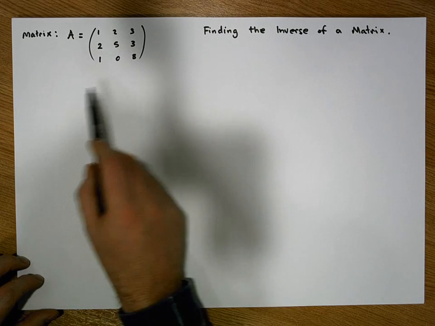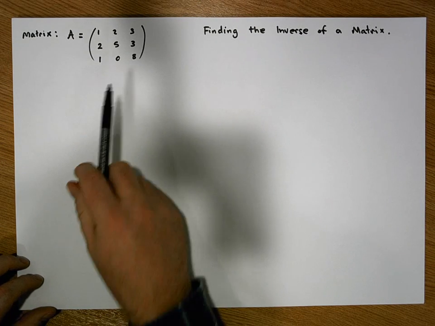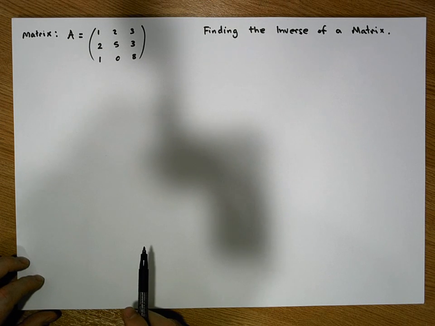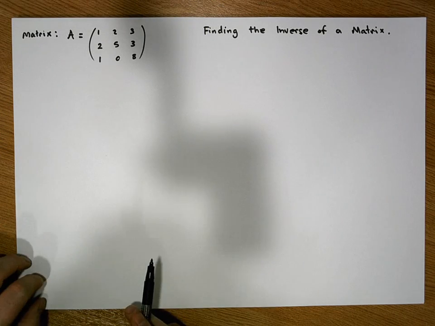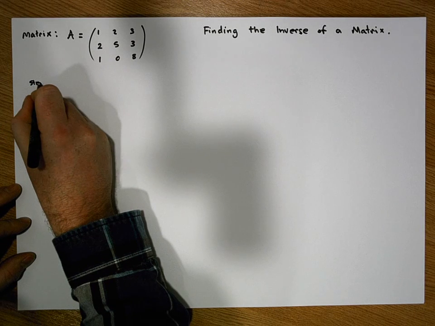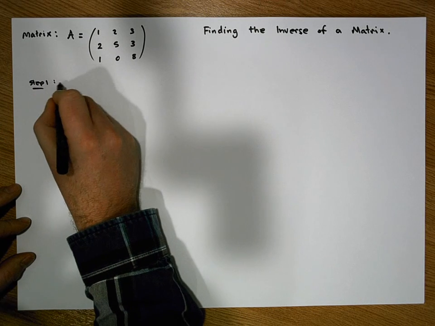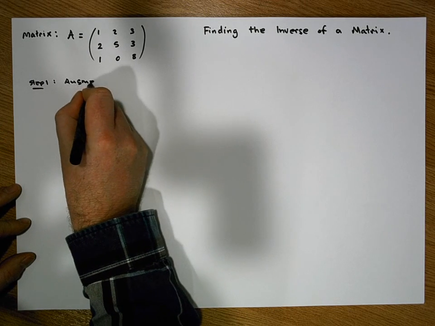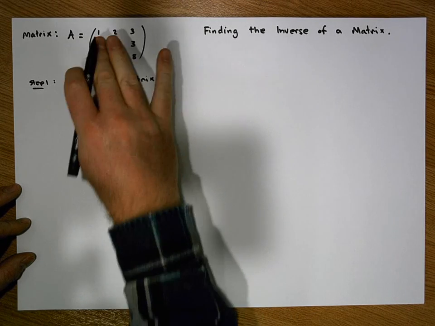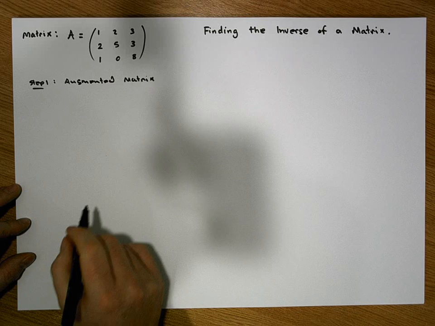We're going to apply what's known as Gauss-Jordan elimination to this particular matrix, and more importantly, we're going to transform this matrix into what's known as reduced row echelon form using what we call elementary row operations. But the first thing that we should do, step one, is convert this matrix into what's known as the augmented matrix. The augmented matrix is simply our matrix augmented with the identity matrix.